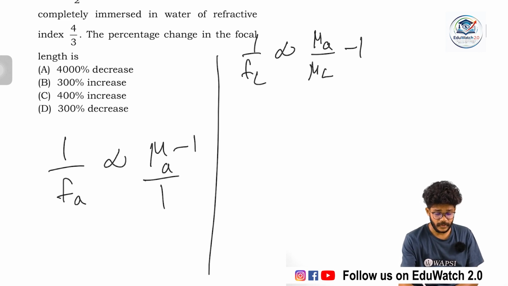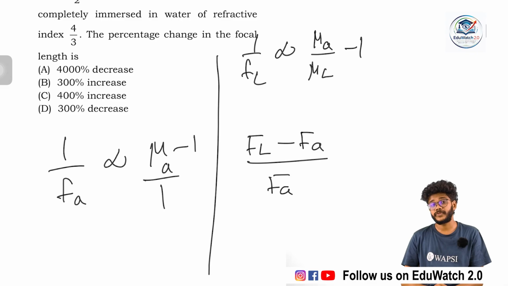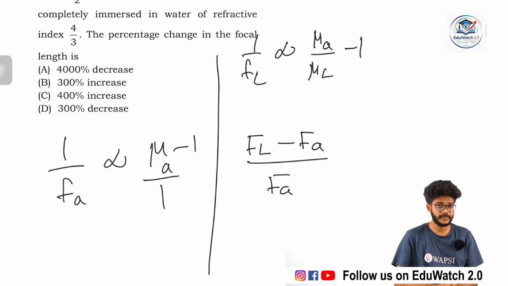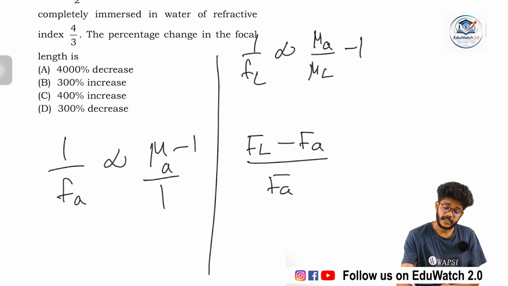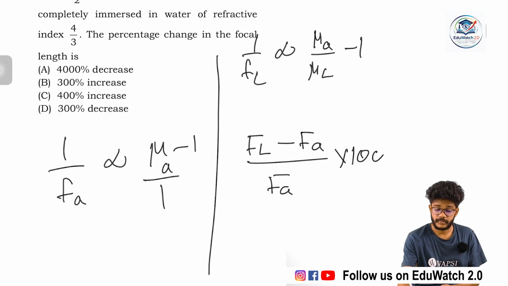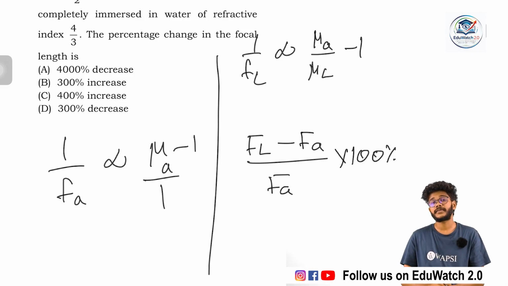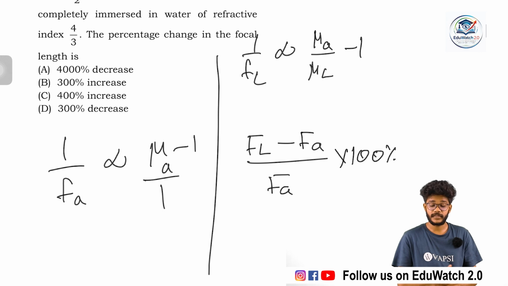So what do we have to calculate? Actually, we have to calculate (f_L minus f_a) by f_a. If this is positive, then the change in focal length is an increase; we can say that the focal length is increased. And if this is negative, we can say that the focal length is decreased. And we put a multiplication factor of 100 percent, then we get the answer in percentage.